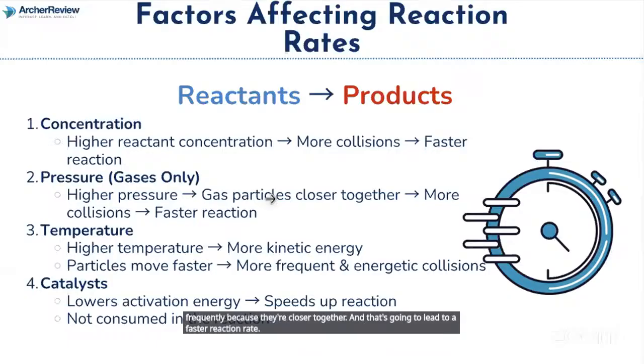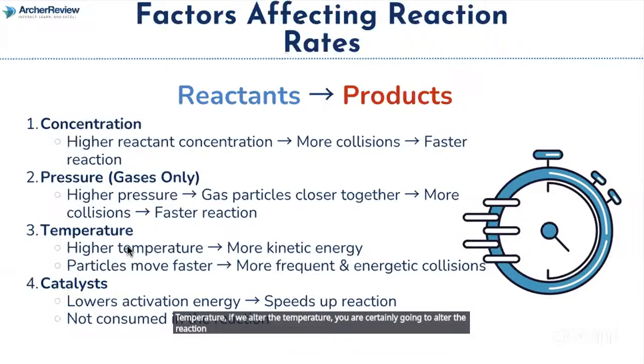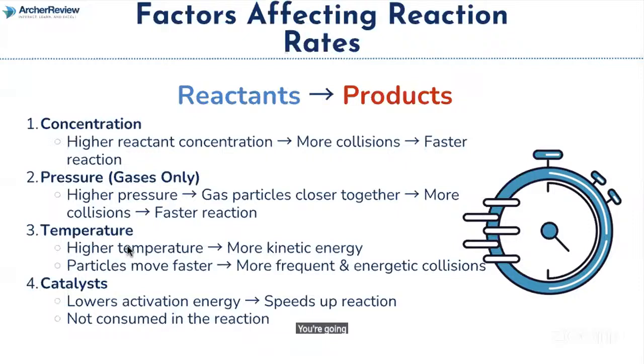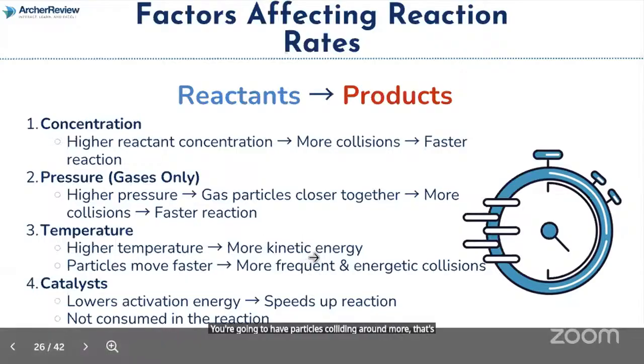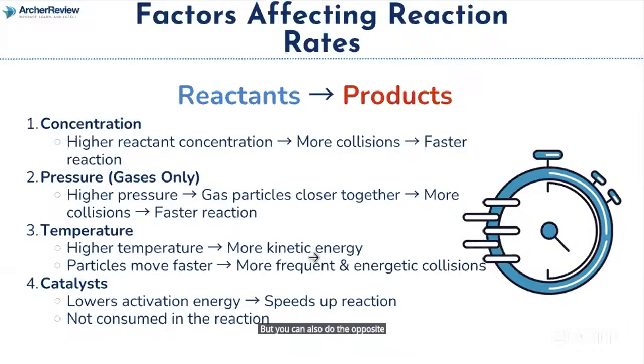Temperature, if we alter the temperature, you are certainly going to alter the reaction rate. If you increase temperature, which simply just means you're increasing the energy, you're going to have particles colliding around more. That's more kinetic energy. And if they're colliding around more, they're going to have a faster reaction rate. But you can also do the opposite. If you reduce temperature, we remove that kinetic energy, we remove that heat, particles are going to slow down. And so if we slow down the collisions, you're going to have a slower reaction rate.